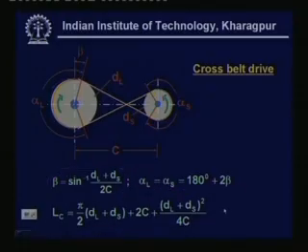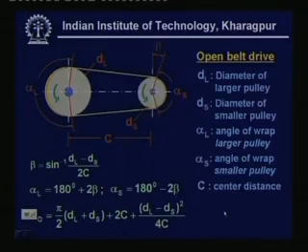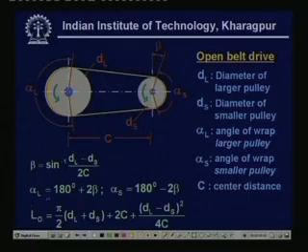So, if we compare once again the expression of the open belt drive, then you can see that this is the length of the belt in open drive. There is a difference in plus and minus, but here you can see the angle of wrap is a little different from what we have seen for the cross belt drive.